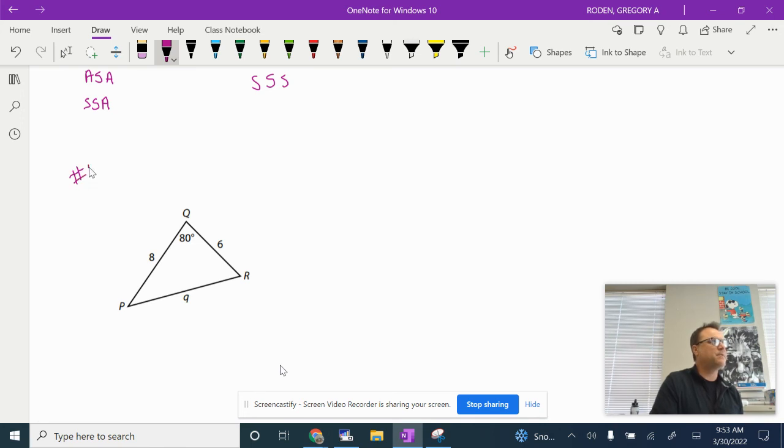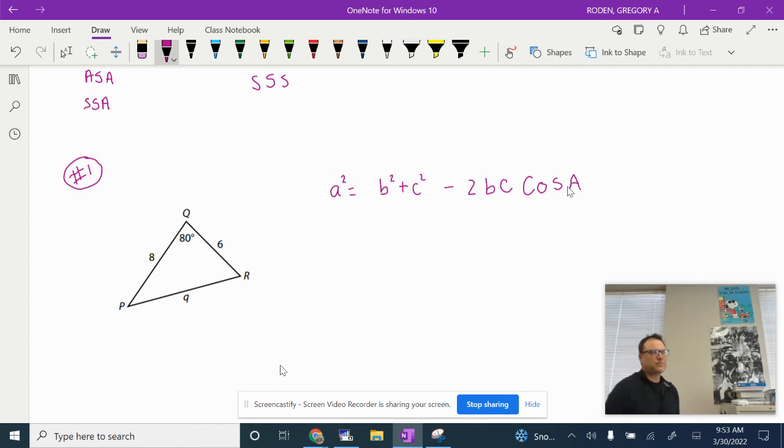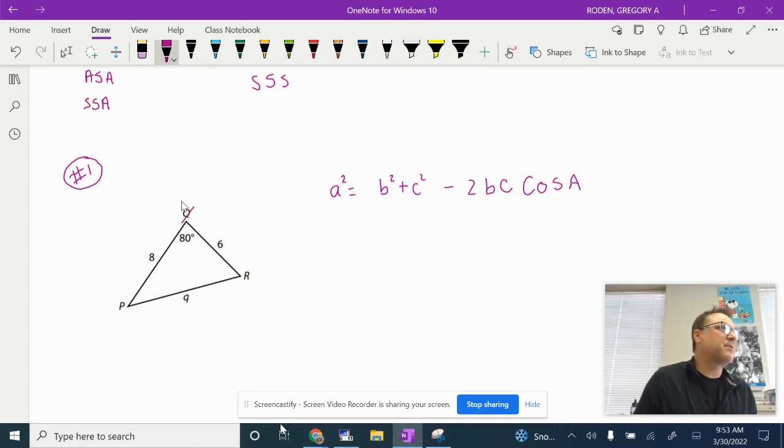Now, for the sake of time, can someone just give me the a squared law of cosines? Kaylee, what is that? A squared equals what? B squared plus C squared minus 2BC cosine A. Okay. So let's say that instead of Q, let's cross this out and just call this capital A. Sound good? If this is capital A, what is this going to be here, guys? That's little h. What I'm trying to do is make it look like the formula.